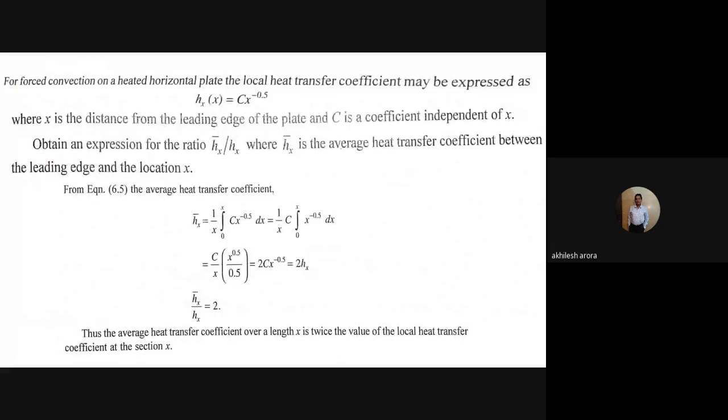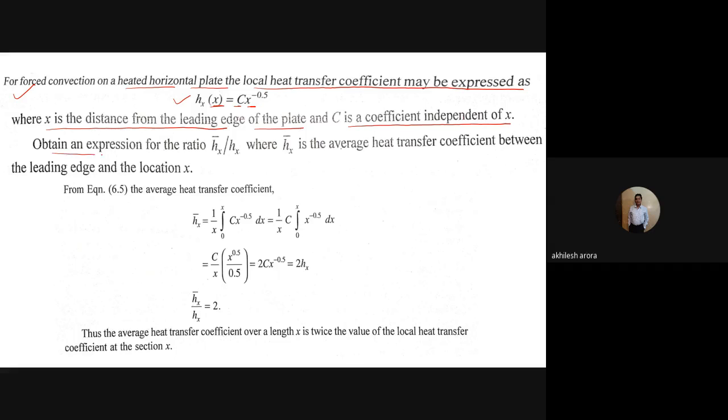Now there are some numerical problems. Two, three numerical problems I have taken so that you can understand the topics which we have studied till now. The first one is forced convection on a heated horizontal plate. The local heat transfer coefficient may be expressed as h of x equal to some constant c into x raised to power minus 0.5, where x is the distance from the leading edge of the plate and c is a coefficient independent of x.